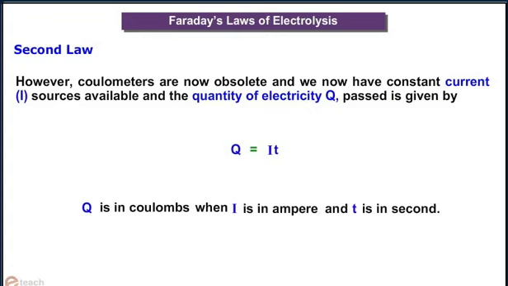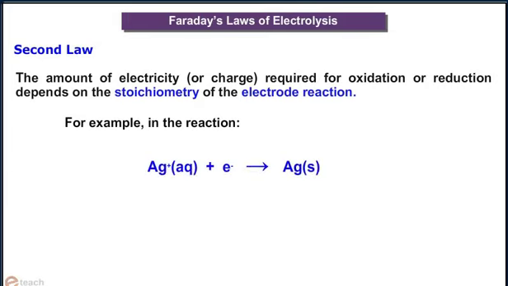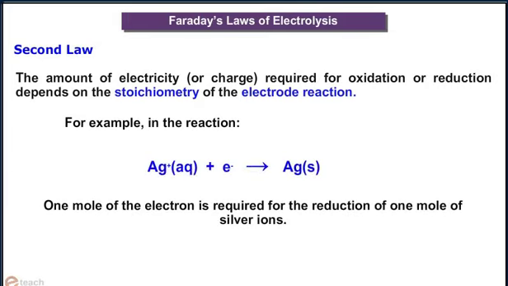The amount of electricity or charge required for oxidation or reduction depends on the stoichiometry of the electrode reaction. For example, in the reaction Ag+ + e- → Ag, 1 mole of the electron is required for the reduction of 1 mole of silver ions.